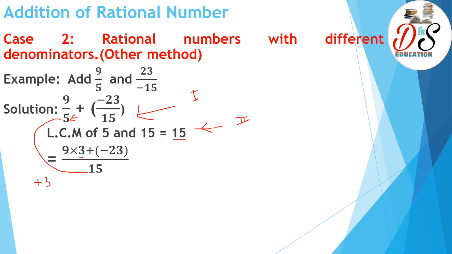Now here we can say denominator and LCM both are same, means the common denominator is same, so we are not doing anything, we are writing just our numerator. Now we will multiply 27 and -23 upon 15. Now we will do subtraction, so 4 upon 15.